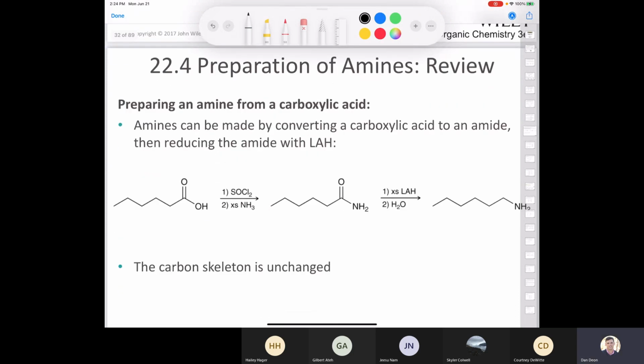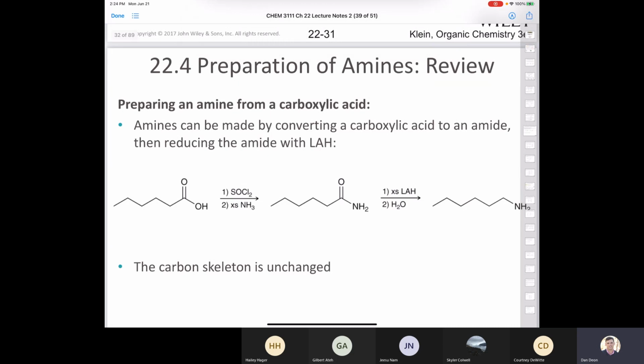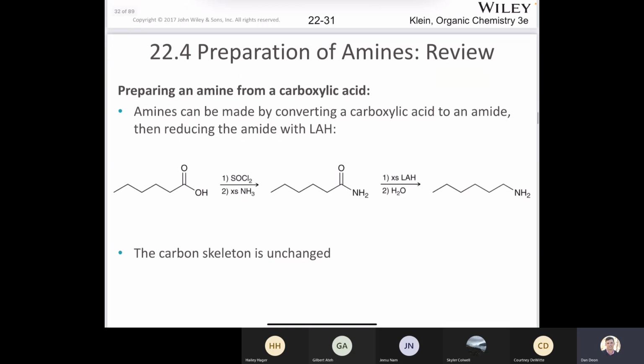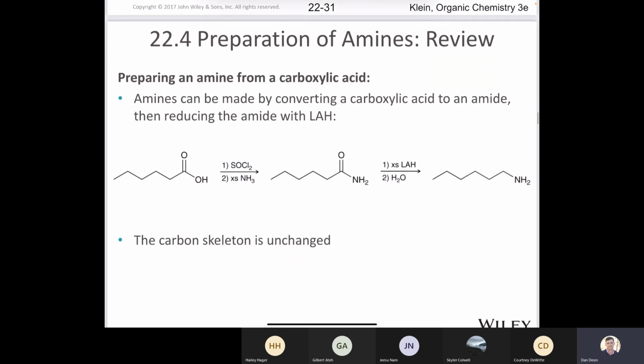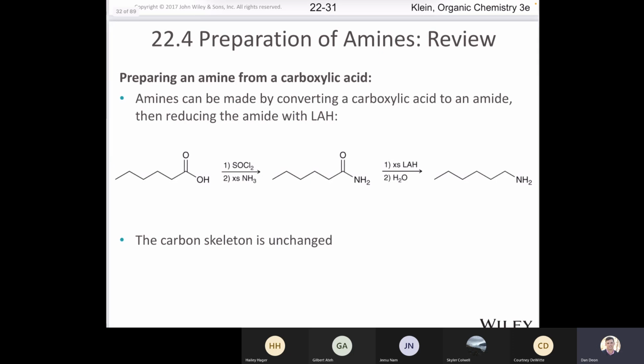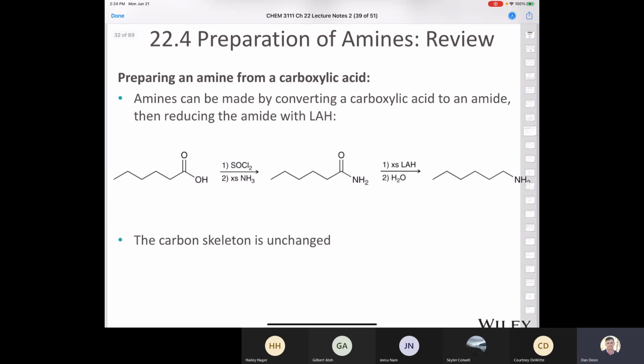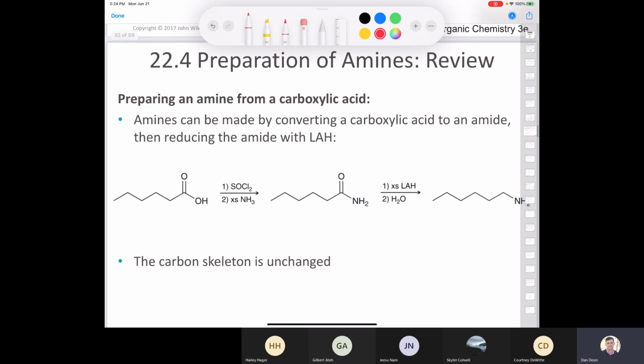Another option is to make an amine from a carboxylic acid, and this is something that we looked at a lot in chapter 20. We said, okay, well, if we take a carboxylic acid, we convert it to an acid chloride in the first step. So we're treating it with thionyl chloride, and we use that reagent many times in chapter 20. So just to give you an idea, after you treat it with thionyl chloride, you make the acid chloride.